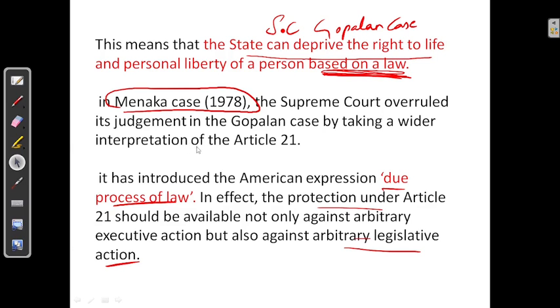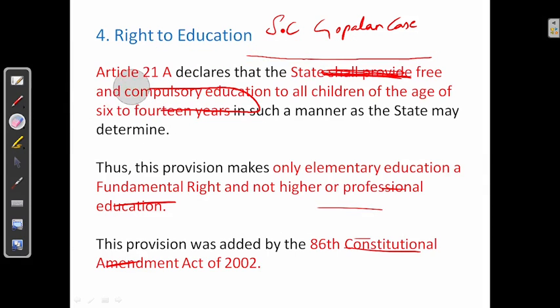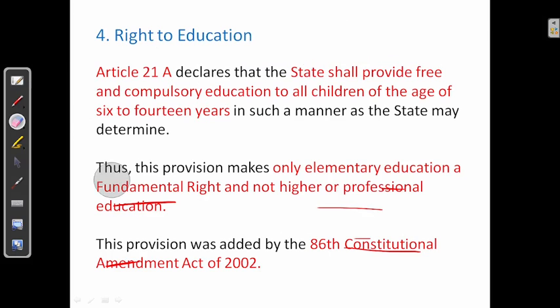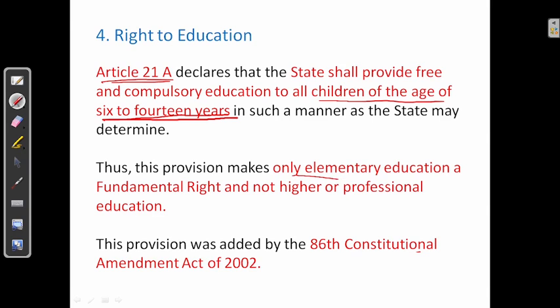Next, right to education. Article 21A declares that the state shall provide free and compulsory education to all children of the age of 6 to 14 years in such a manner as the state may determine. Thus, this provision makes only elementary education a fundamental right and not higher or professional education.